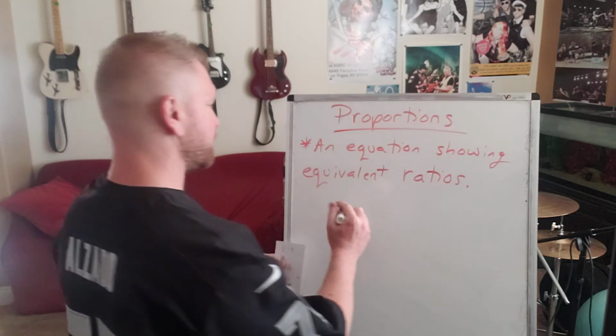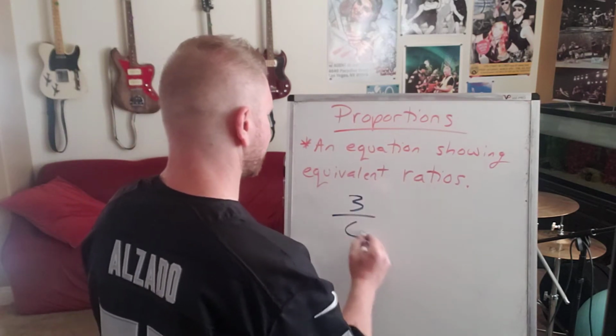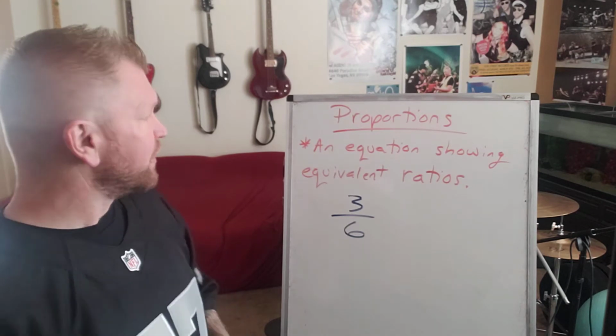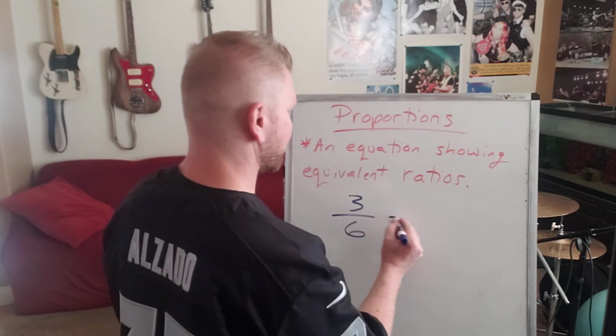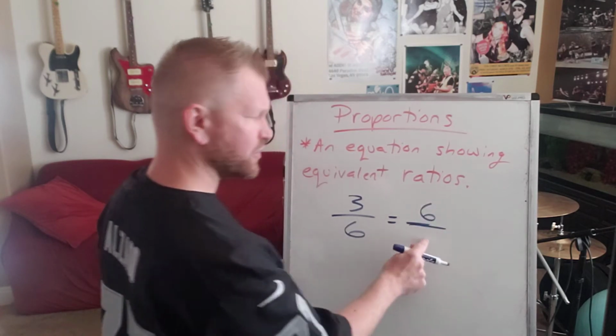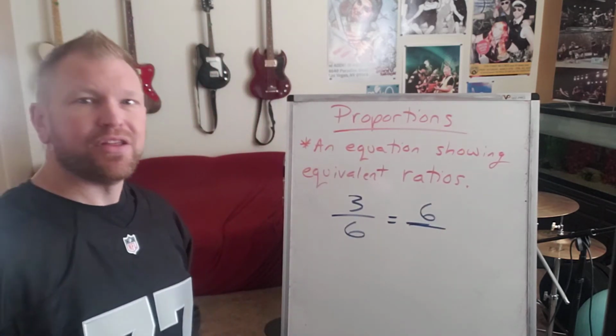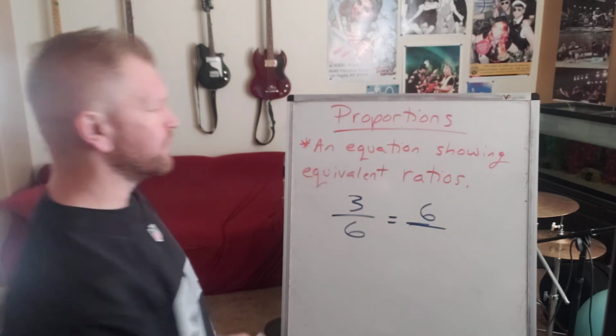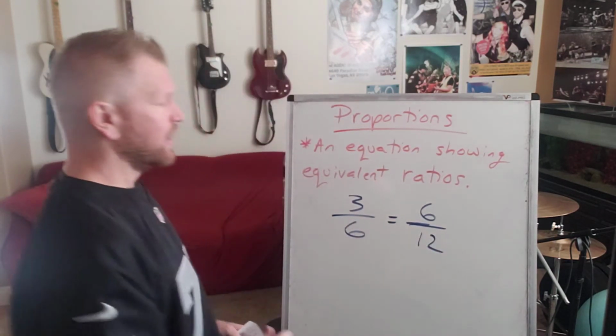Let's say we've got a 3:6 ratio. You could write 3:6 like that. Now there's an infinite amount of ratios that are equivalent to 3:6. I just picked one of them randomly. 3:6 is equivalent to 6 to what? What would go there? 3:6 is equivalent to 6 to, if you said 12, you're right.